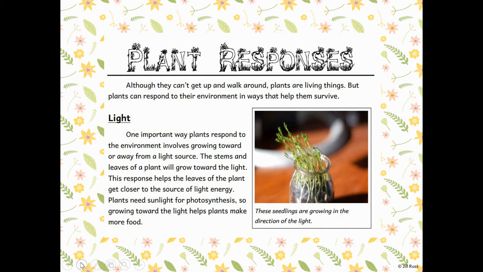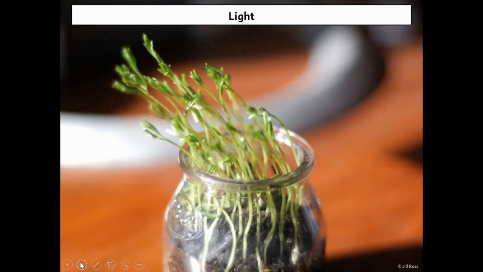If the leaves absorb more sun energy, it will make more food. If the roots go down into the soil instead of up, then they'll find more water and nutrients, which will help our plants to be healthy. Look at this plant up close. You can see how it is bending toward the light.